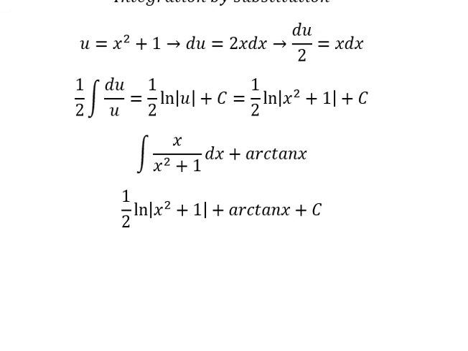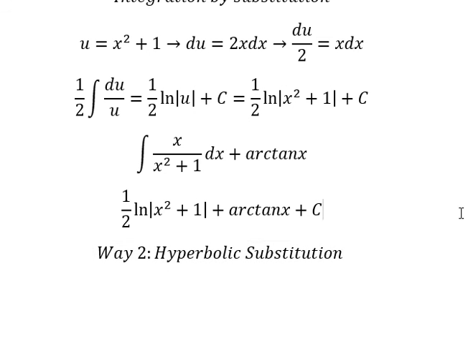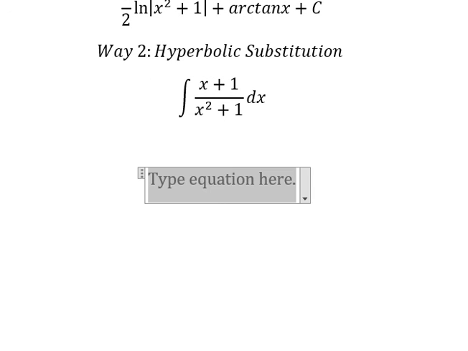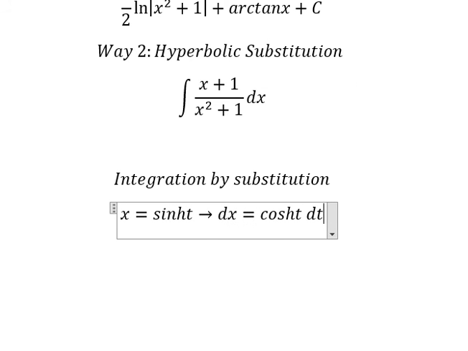Now let's go to the second way. That's about hyperbolic substitution. So in this one, we need to use integration by substitution. So I will put s equals sin t. Later, we need to do first the derivative for both sides, and we have cos t dt.